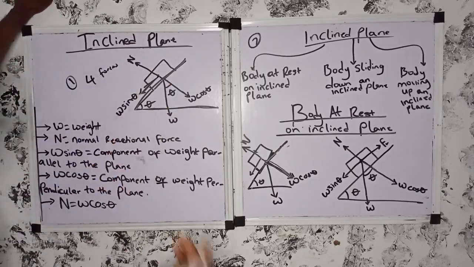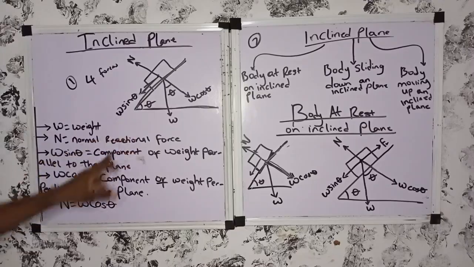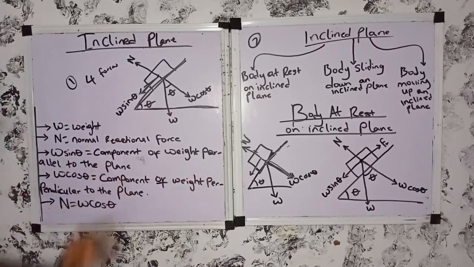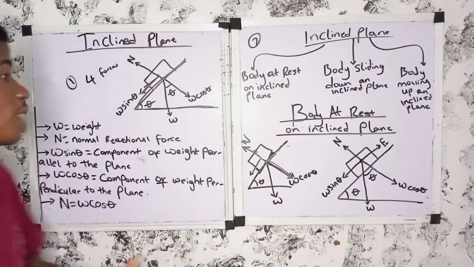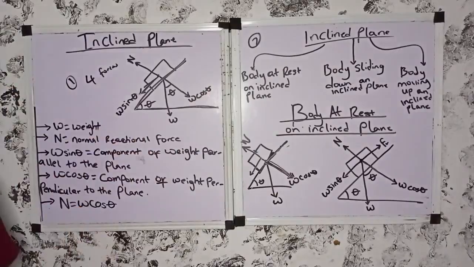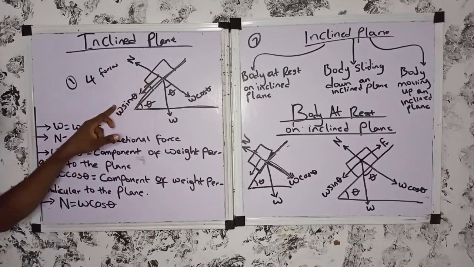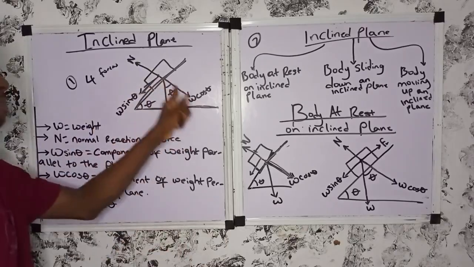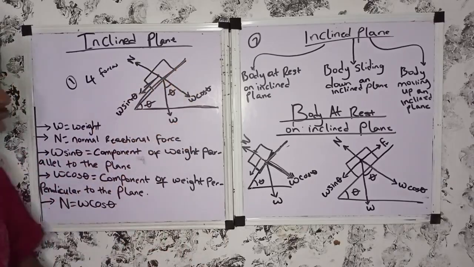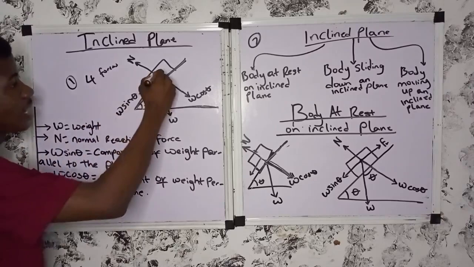This force is usually parallel to the plane, and it is known as the component of weight parallel to the plane. So when we resolve the weight into two components, we have W cos theta and W sin theta. Now this W sin theta is known as the weight component parallel to the plane, while this W cos theta is known as the weight component perpendicular to the plane.